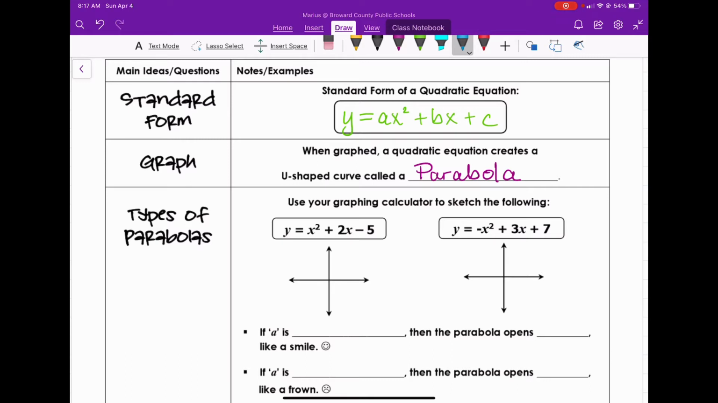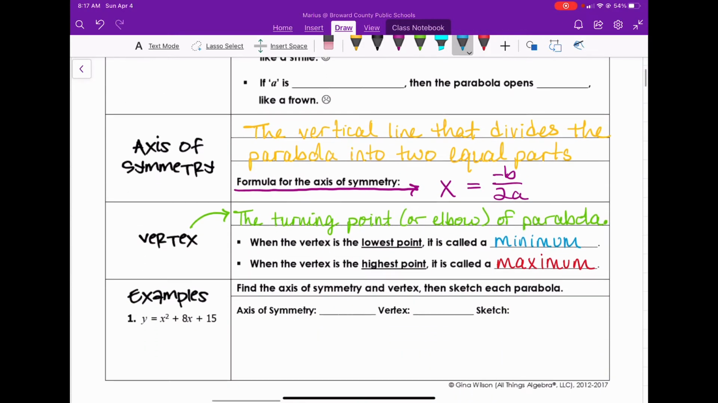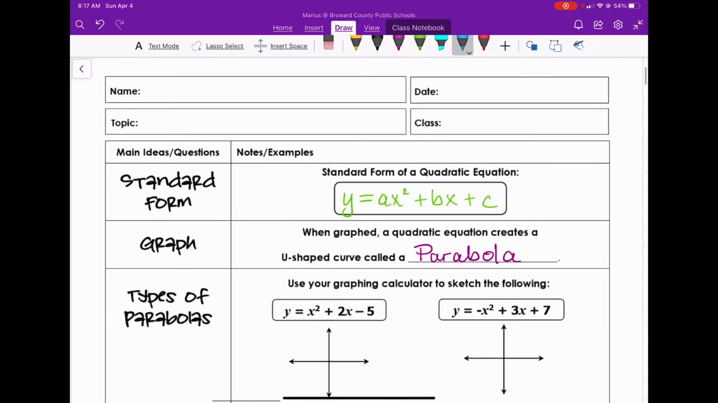Today we're going to do a lesson on quadratics, introducing you to the standard form, what the graph of quadratics looks like, the types of parabolas, and even the axis of symmetry and the vertex. Then we're going to cover a few examples. So let's go ahead and jump right in.